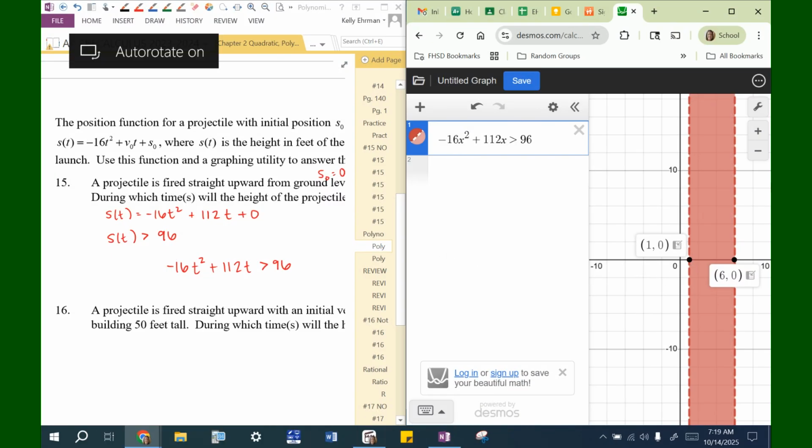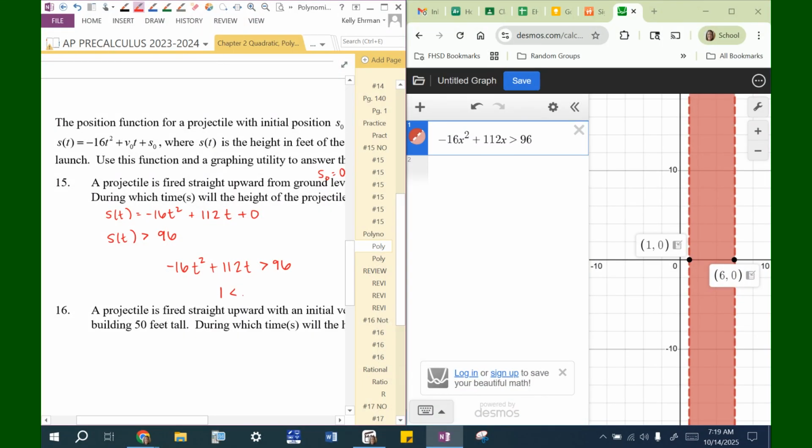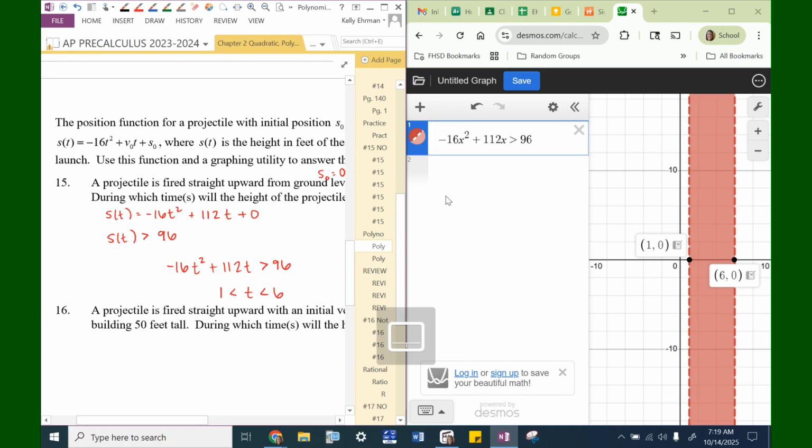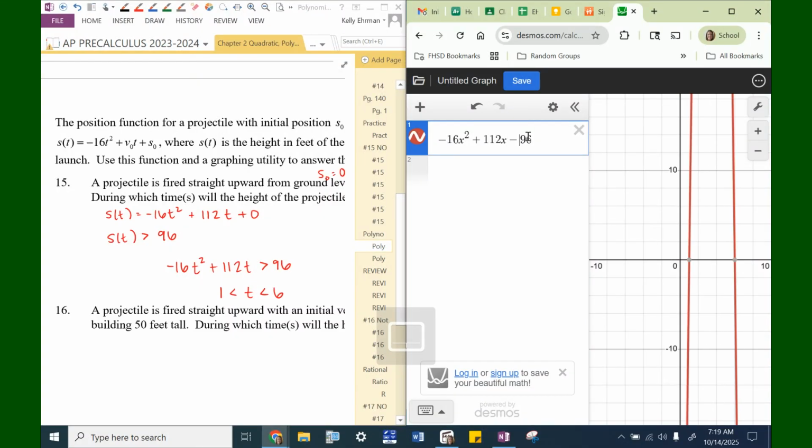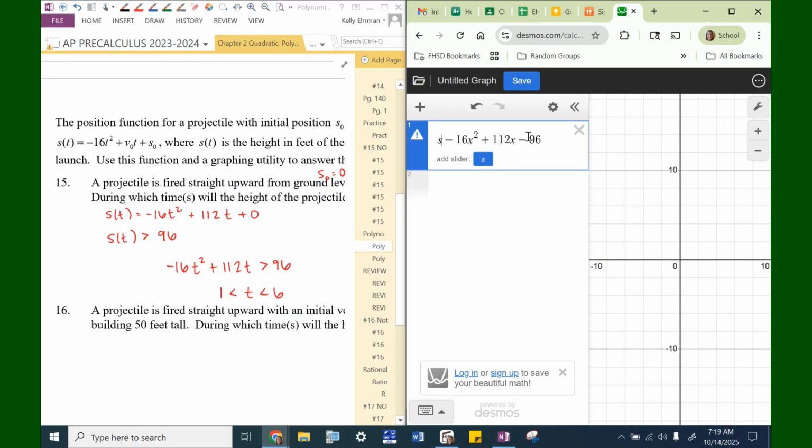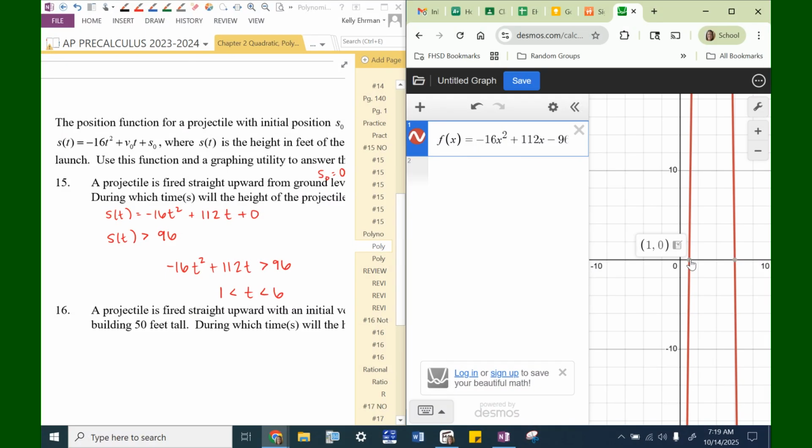And I'm not going to include those endpoints because, and you can use either interval notation or not, but I'm not including the endpoints because this just says greater than 96, not greater than or equal to. Another option is to subtract 96, call this S, or maybe just f of x since I have x's. Another option is to subtract 96 and look at when is it greater than 0. You get the same answers.